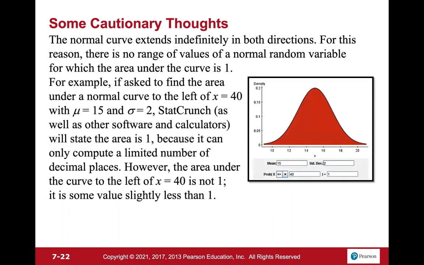So for example, if we asked to find the area under the normal curve to the left of 40, with the mean 15 and standard deviation of 2, StatCrunch, as well as other software and calculators, will state that the area here is 1. And that's just because they're not being super accurate. So remember on Excel, those values are going to be a little bit different. You're going to actually get scientific notation, with x equaling 40, mean equaling 15, standard deviation equaling 2. And we're looking at the area to the left, so x is less than 40. Let's see what it gives us.